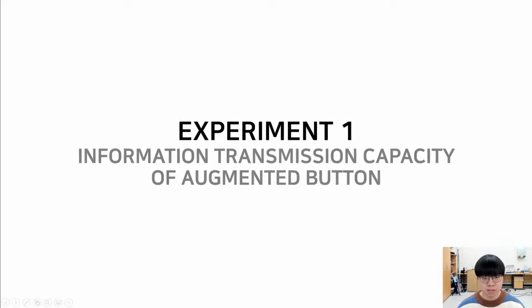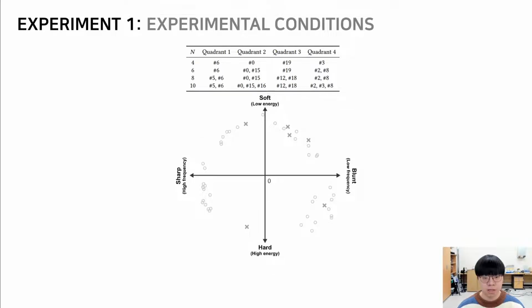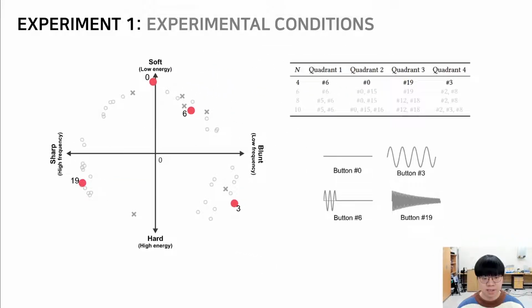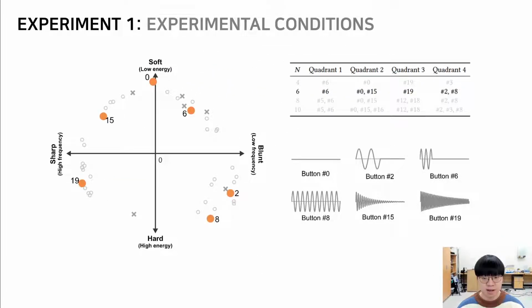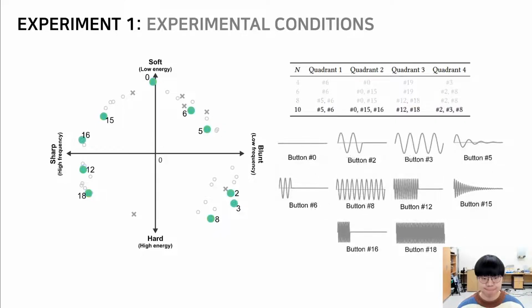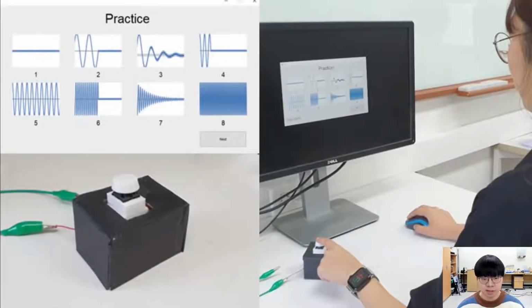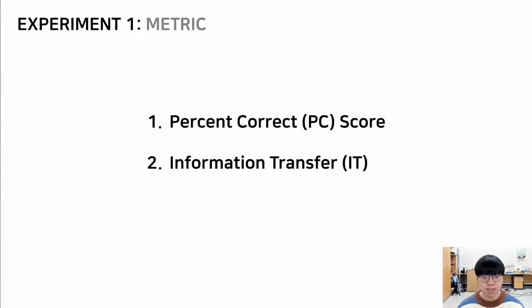In the first experiment, we estimated the information transmission capacity of augmented buttons by conducting an absolute identification experiment. We selected the augmented button sets from the 4 quadrants in the affective space, while balancing both their perceptual qualities and physical properties. In the experiment, participants were asked to choose the correct button among the provided augmented buttons. To analyze the result data, we computed 2 metrics, the percent correct score and information transfer.